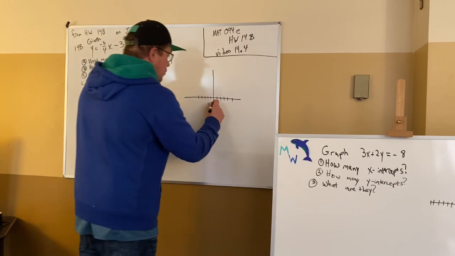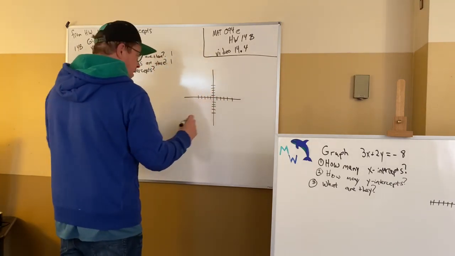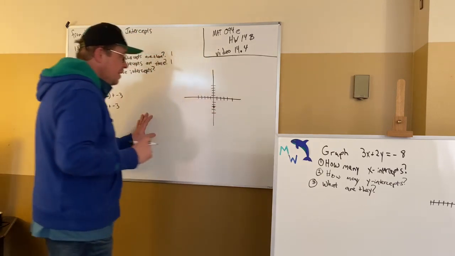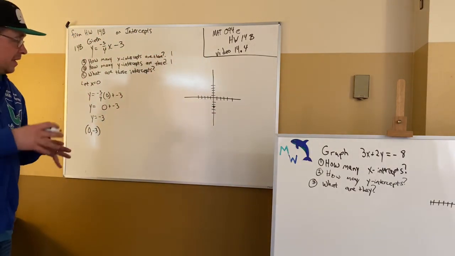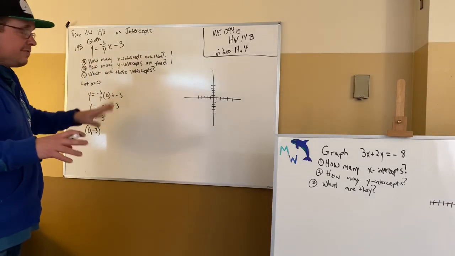So let's see. 1, 2, 3, 4, 5. 0, negative 3. One of the points, beautiful. Because what I'm thinking is, when I looked, it had an x and a y and a number, so it's going to have 2 intercepts.